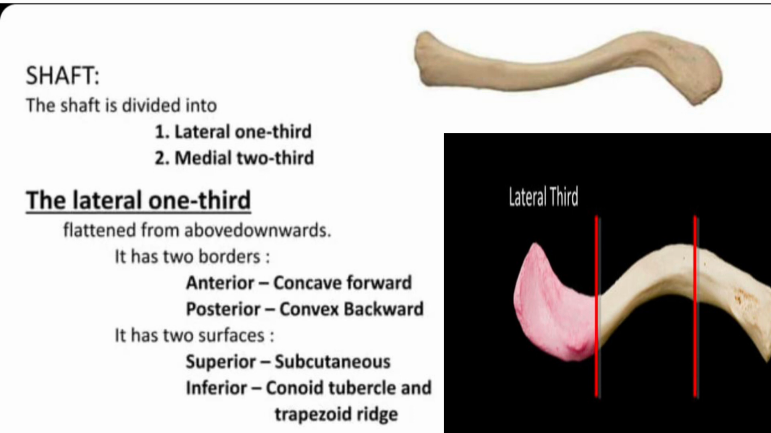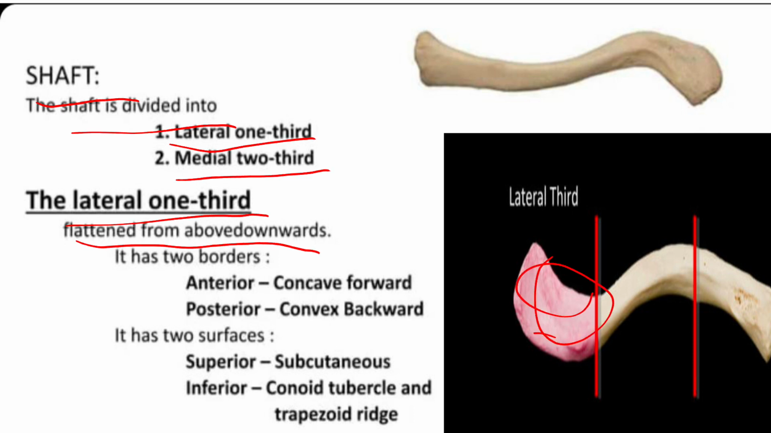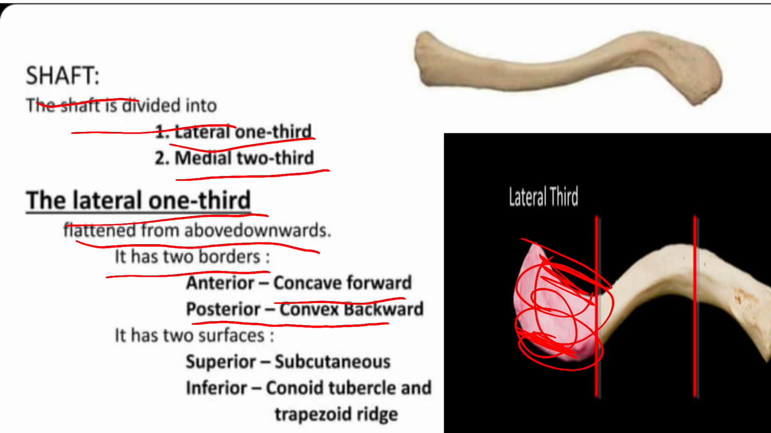Shaft. Shaft is divided into lateral one-third and medial two-thirds. Lateral one-third is flattened from above downwards. See in the diagram, it is flattened above and downwards. It has two borders. The anterior border is concave forward. This is the anterior border, and the posterior border is convex forward. Here the posterior border you can see backward.